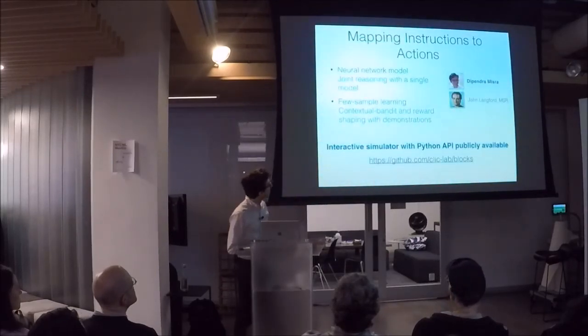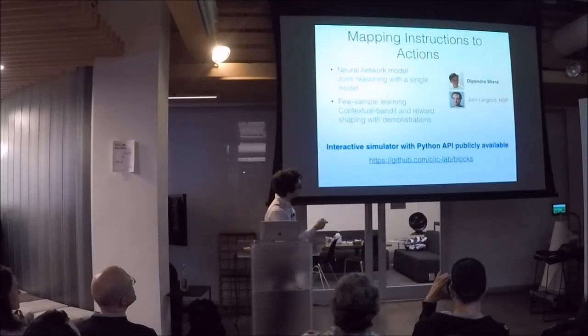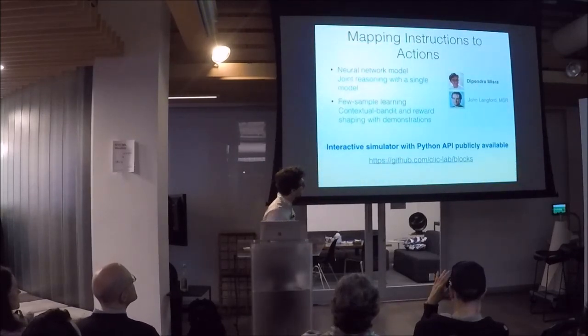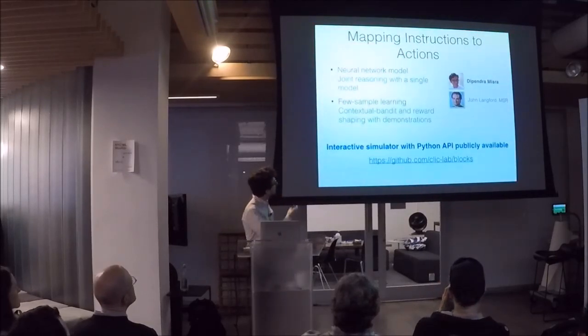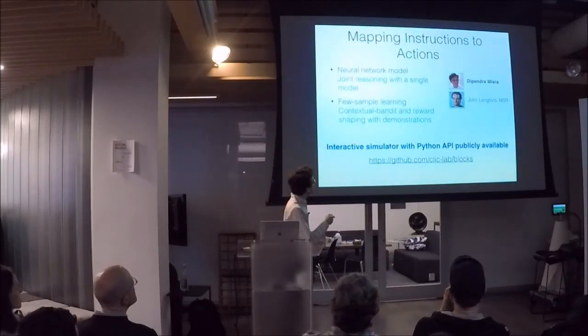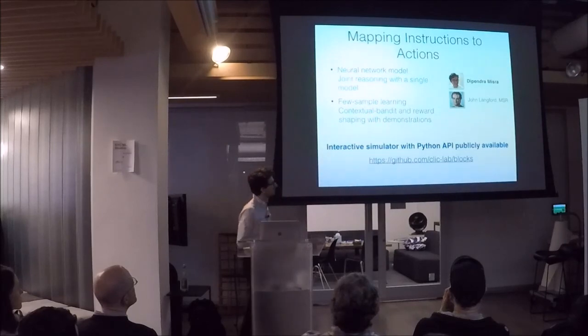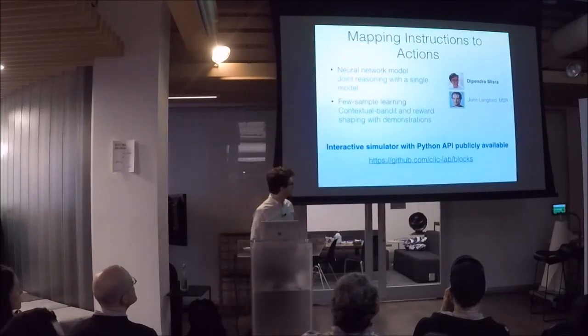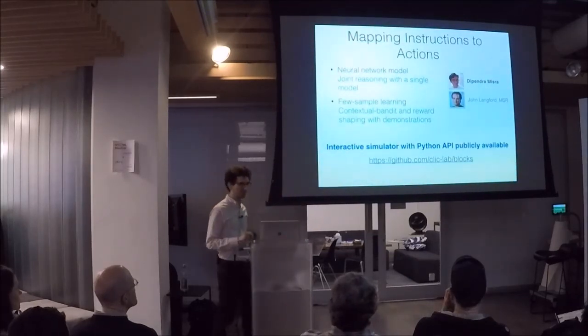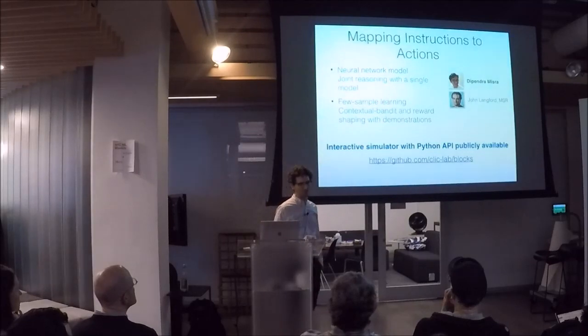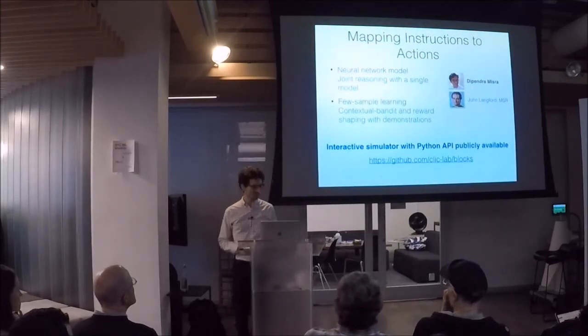Okay, so to summarize, this work was done by my student, Dipendra Misra, in collaboration with John Langford from Microsoft Research. We have a neural network model for mapping instructions and observations to actions, and we train it using a few sample learning regime using a contextual Bandit. You can actually download these things, and Dipendra prepared this nice instruction sheet. He claims you can run it in 60 seconds if you follow his instructions accurately.